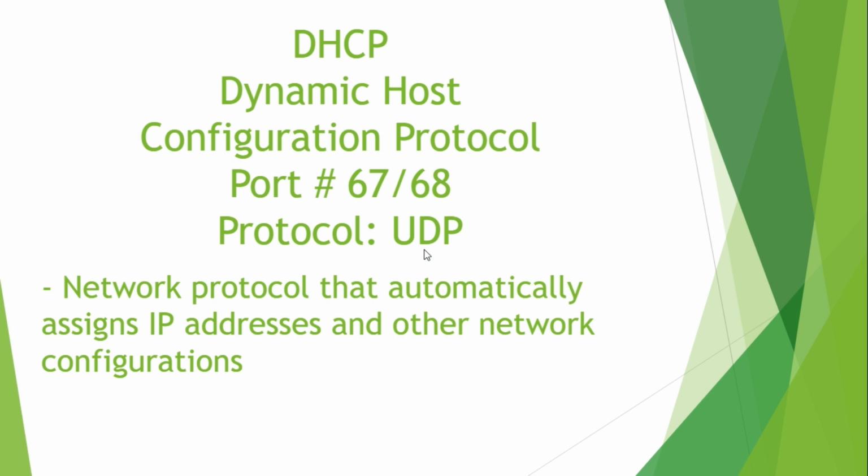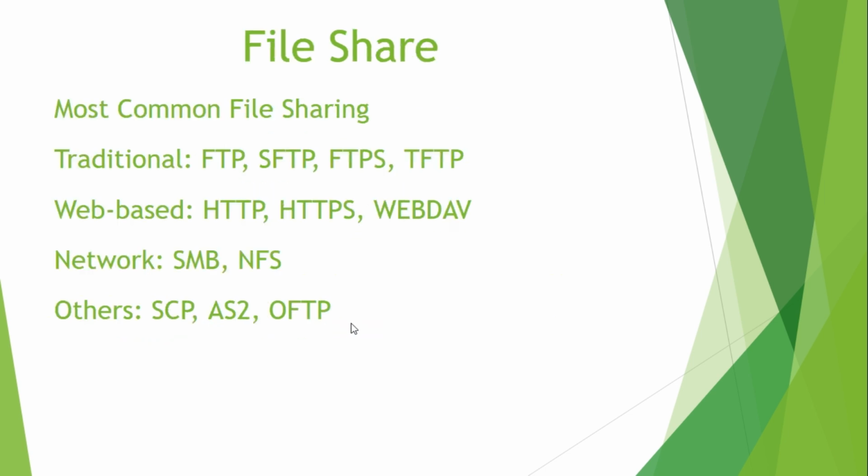But nonetheless, the focus is DHCP, and this is a network protocol that automatically assigns IP addresses and other network configurations. The example I gave was, imagine if you have a thousand, maybe that's too much, but say you have 100 new computers, and instead of manually going to each and every single computer and inputting an IP address, you have a server or a DHCP service that automatically configures IP addresses. So that's exactly what DHCP does. Okay, file share. So when it comes to file share, guys, there's a lot.